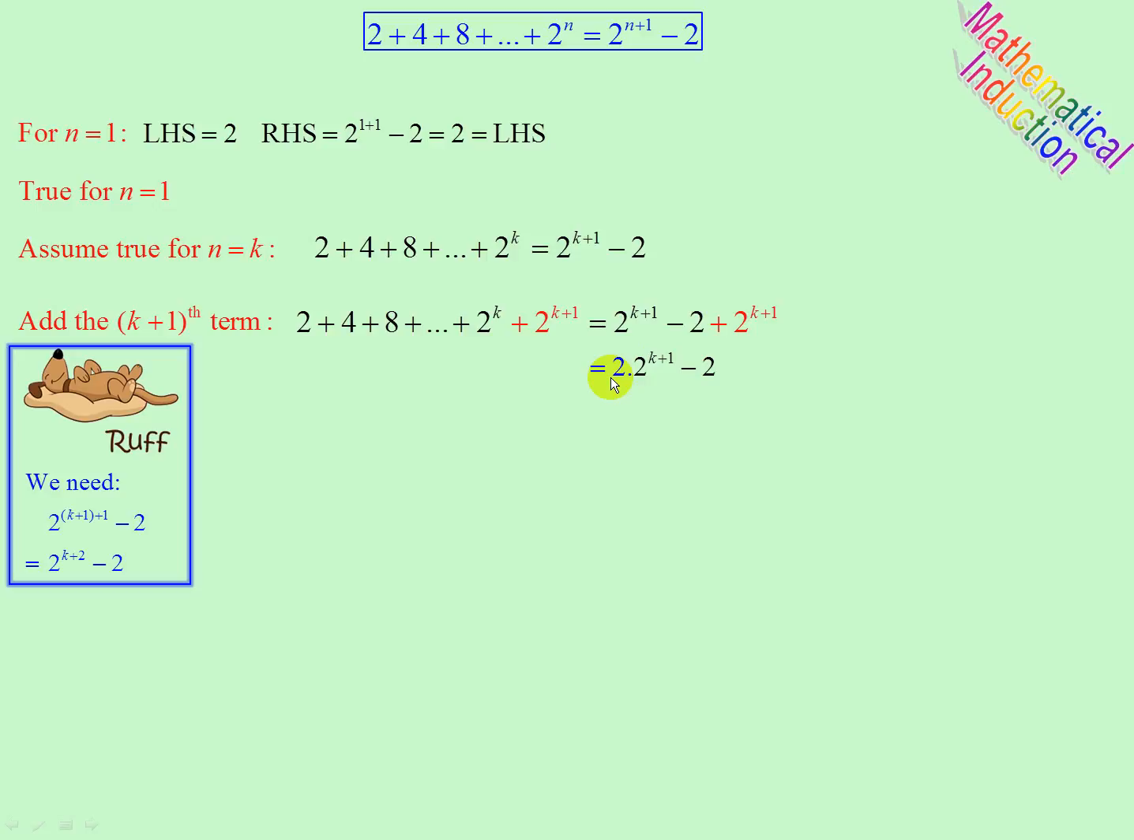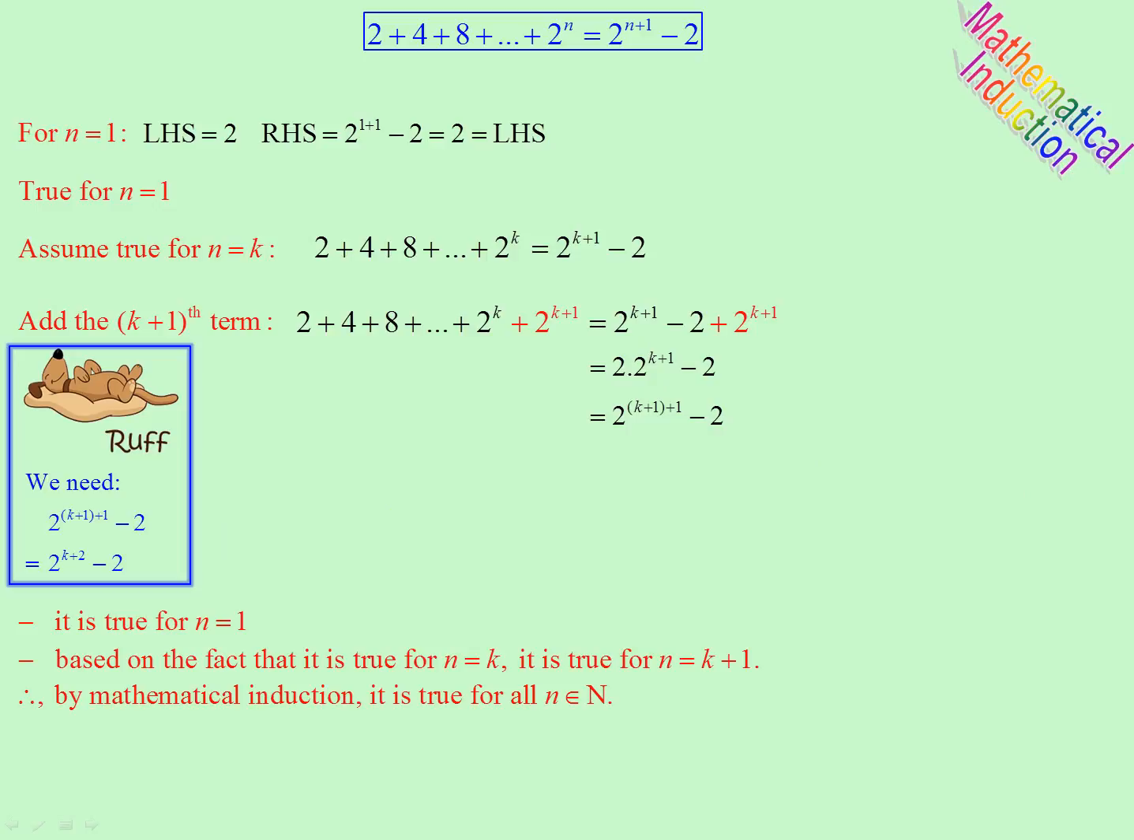Grade 8, maybe grade 7, when you multiply powers with the same base, you add their exponents. And that's a 2 to the 1. Therefore 2 to the k plus 1 plus that 1. Well look, there we are. True for n equals 1. In fact, true for n equal to k, true for n equal to k plus 1. By math induction, true for all n elements of natural numbers.